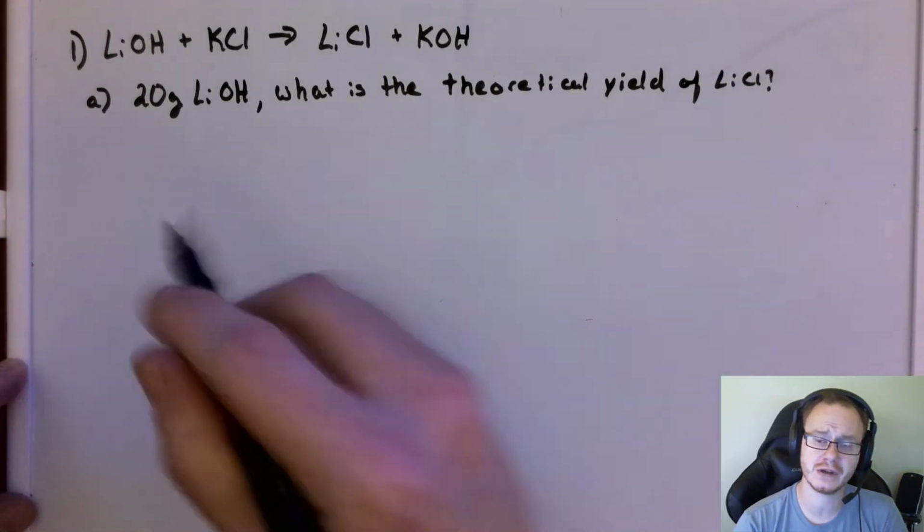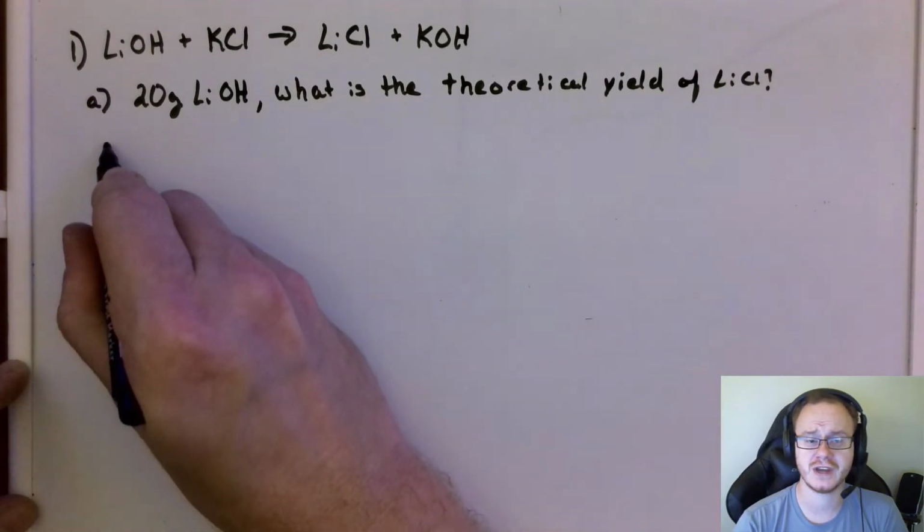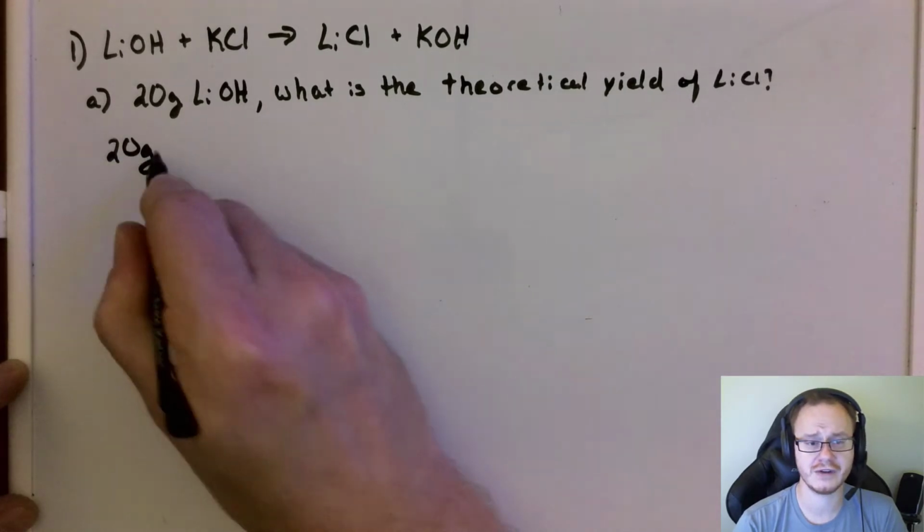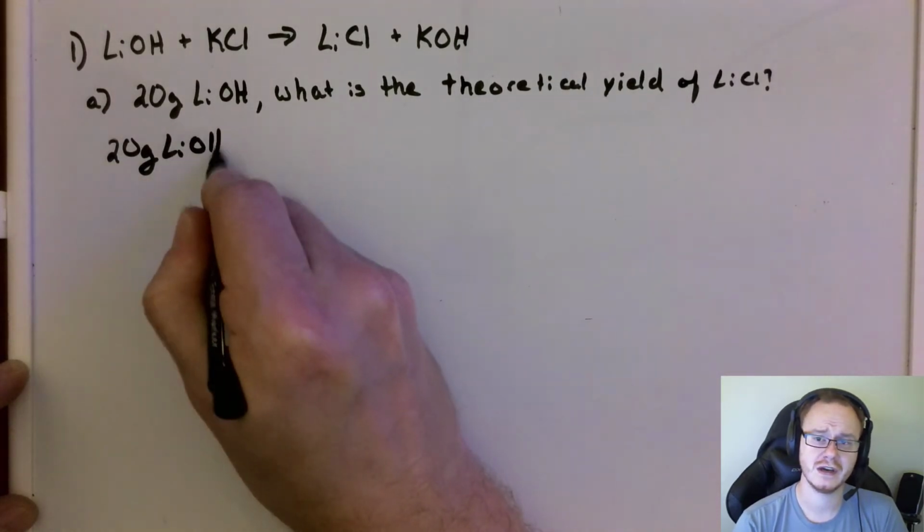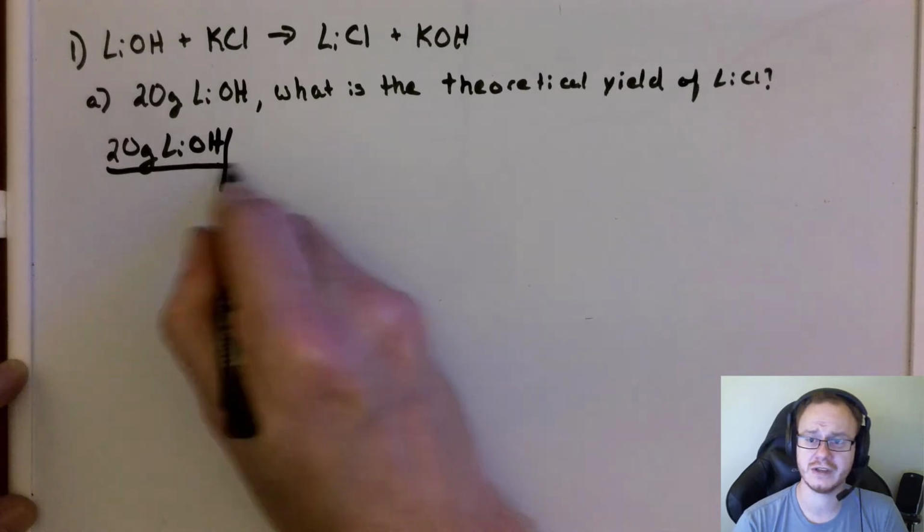This is a regular stoichiometric equation. Simply take 20 grams of lithium hydroxide, the amount we're given, and we're going to convert it to grams of lithium chloride.